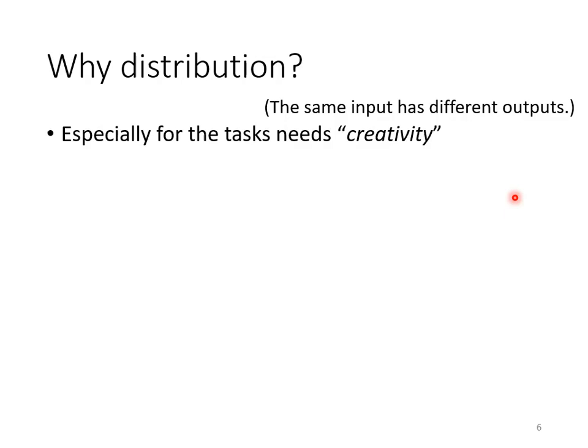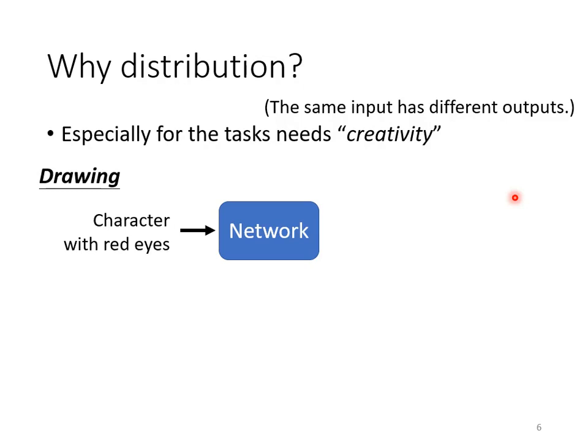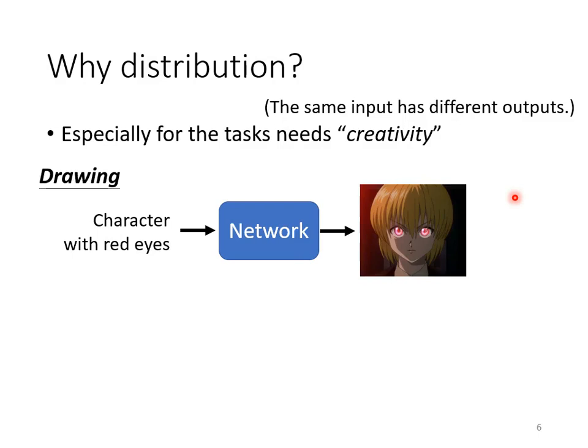So, for example, drawing may need some creativity. For example, we ask a person to draw a character with red eyes. Then, everyone may draw differently, since the animated characters in mind may not be the same. What kind of characters have red eyes? For example, Kurapika has red eyes. He is from the Kuruta race. When the Kuruta people get angry, their eyes will turn red.